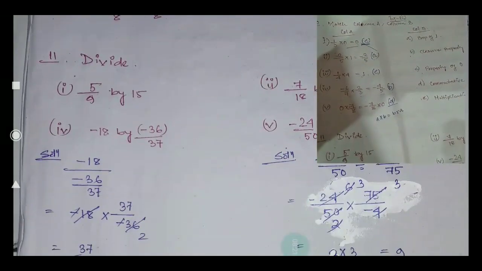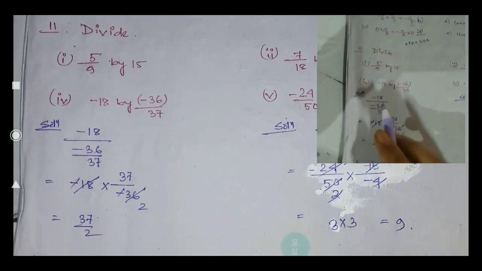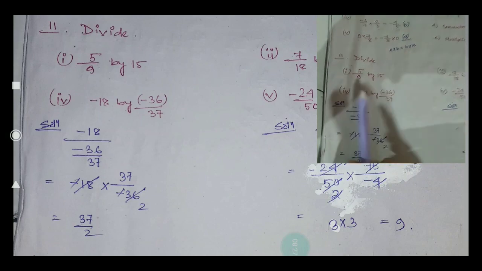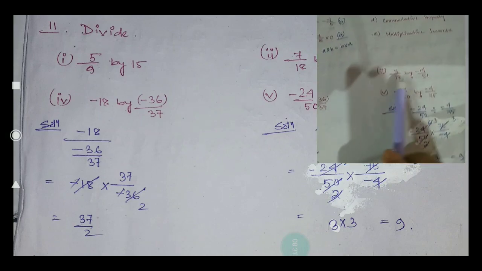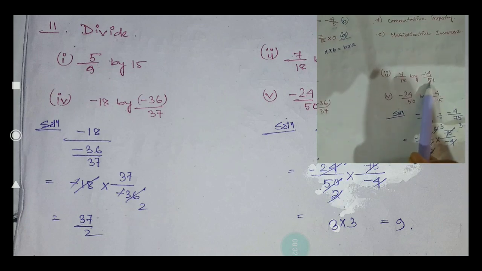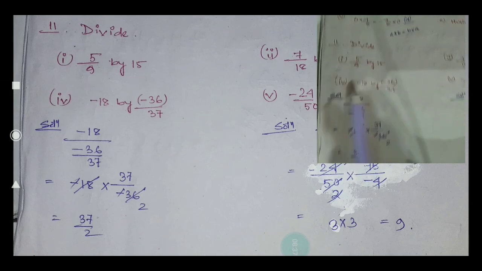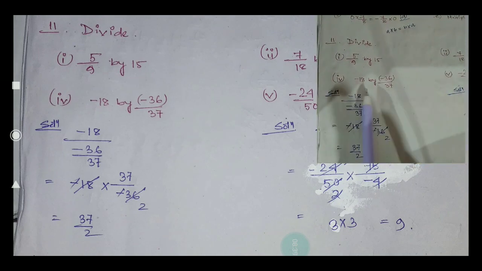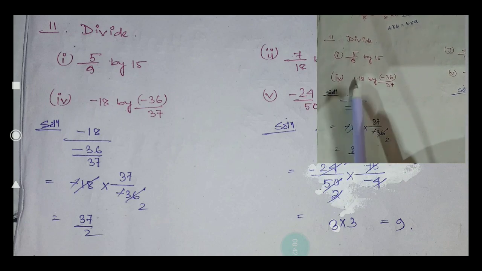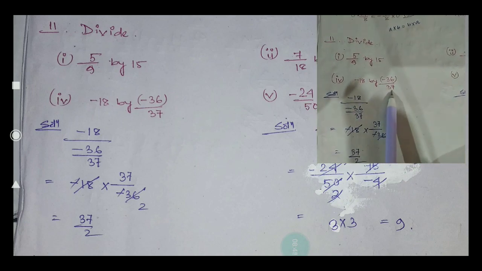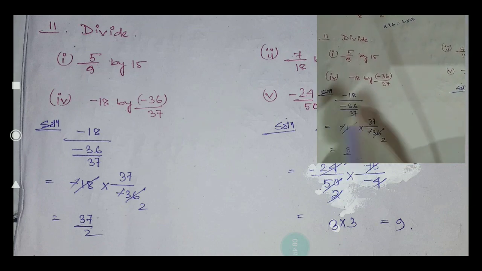Okay. Now see here question number 11. Divide minus 5 by 9 by 15, 7 by 18 by 14 by 51. Division you have to do, this one by this one. So similarly, 1 and 2 you can do by yourself. 4 and 5 I am doing. So see, 4 number, minus 18 by minus 36 by 37.